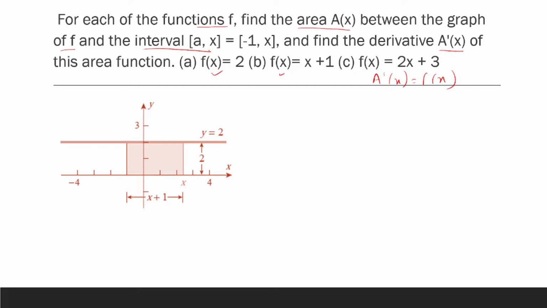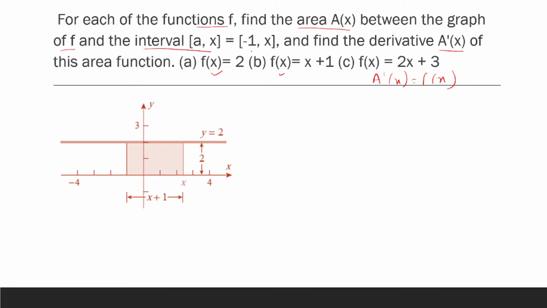You are given the interval, that is -1 comma x, and you have to find the area A of x, and we also have to find the derivative A dash of x for that function. Now if I want to draw the graph of f of x equal to 2, how will our graph look? The line will be passing through y equal to 2, correct?